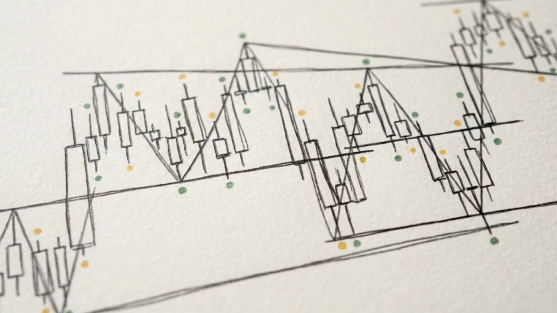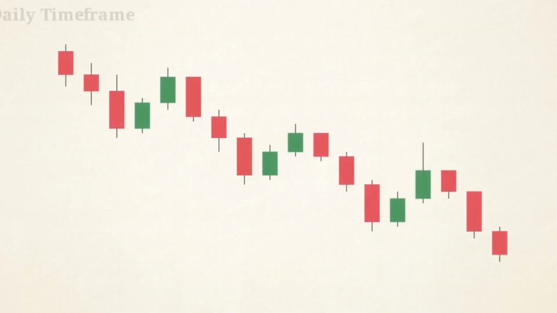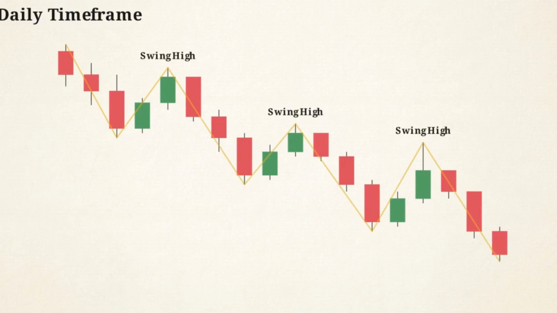internal structure. This chart shows a daily timeframe with a clear moving downtrend. We can clearly see the price making a descending staircase pattern, establishing consecutive swing highs and swing lows. We always want to trade with this dominant market direction.